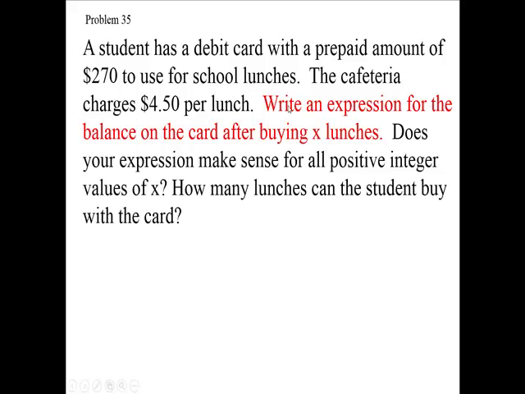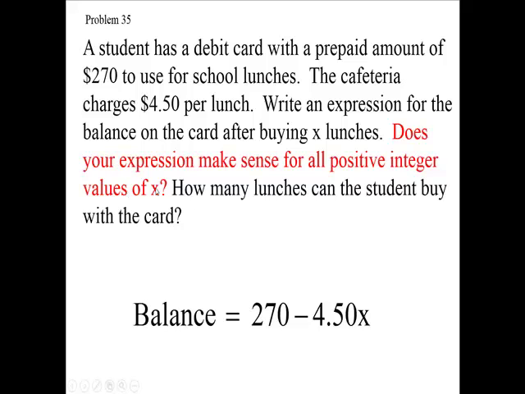Okay, right here, write an expression for the balance on the card. Now the balance, well, he started off with how much money? 270, and then he's got to subtract $4.50 times each lunch. Per lunch means with X lunches, we're going to take $4.50 times the number of lunches, and that's how much he's going to use. His balance: you start off with $270, subtract $4.50 times the number of lunches he's used. Now, that's your expression.